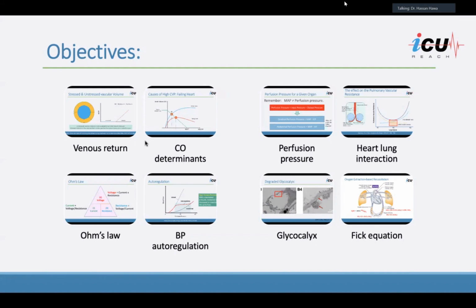And obviously, no one can do physiology or hemodynamics without mentioning the Fick equation. However, we will have more about it later on when we talk about the perfusion indicators.